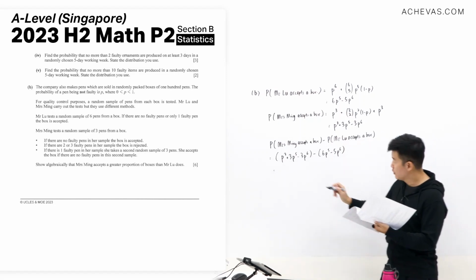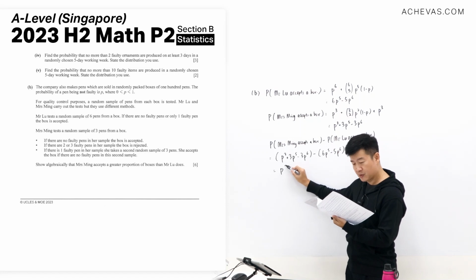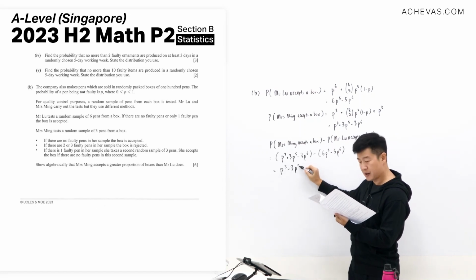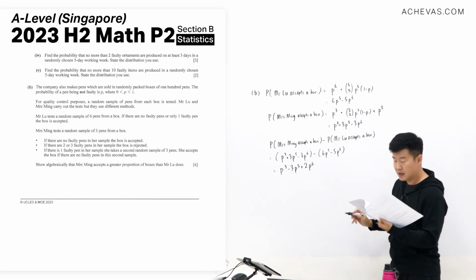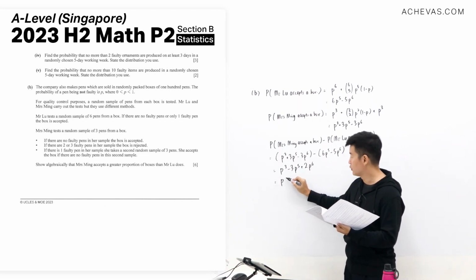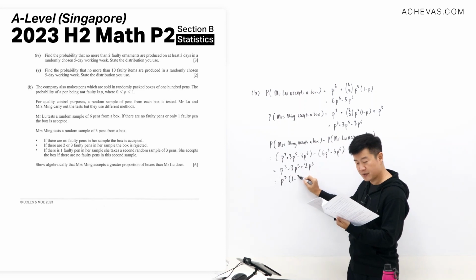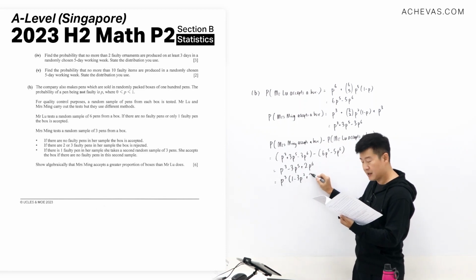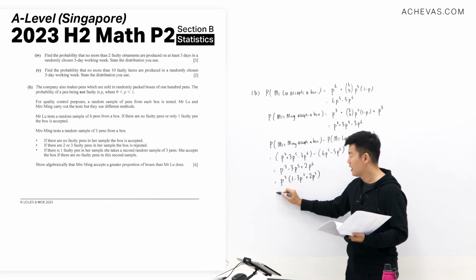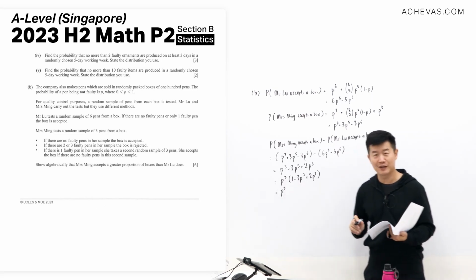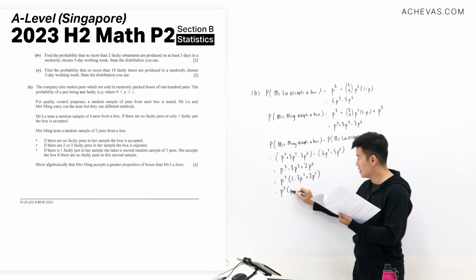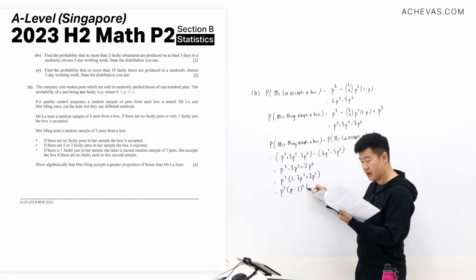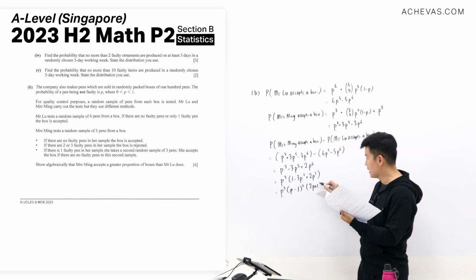Simplifying this, I will be getting P to the power of 3 minus 3P to the power of 5 plus 2P to the power of 6. Let me try to factorize this. If I were to factorize out P cubed, I'll get 1 minus 3P squared plus 2P to the power of 3. I will probably use my calculator to help me to factorize this further, and that will be giving me P minus 1 squared, then 2P plus 1.